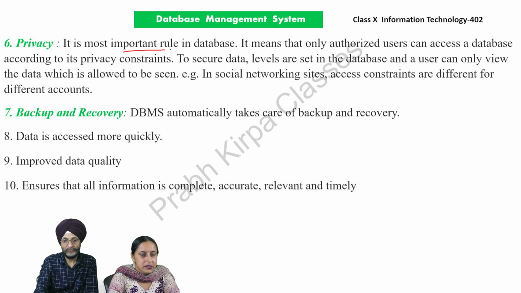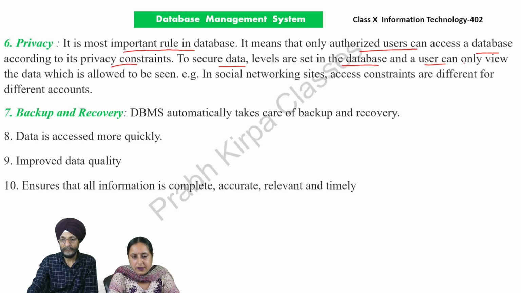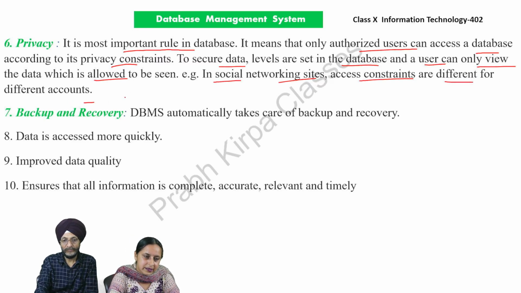Privacy. It is the most important rule in database. It means that only authorized users can access the database according to its privacy constraints. To secure data, levels are set in the database and the user can only view the data which is allowed to be seen. For example, in social networking sites, access constraints are different for different accounts.